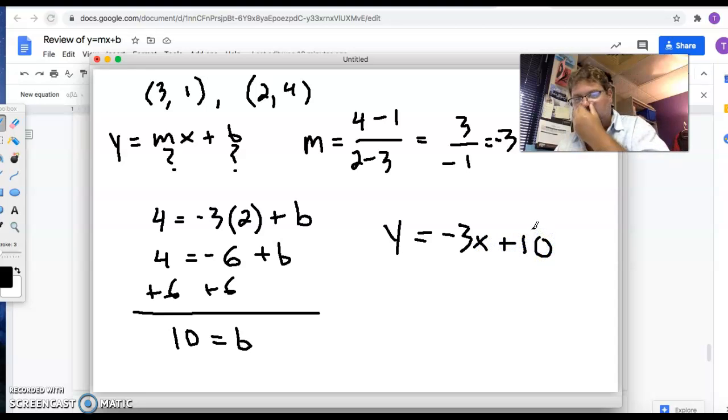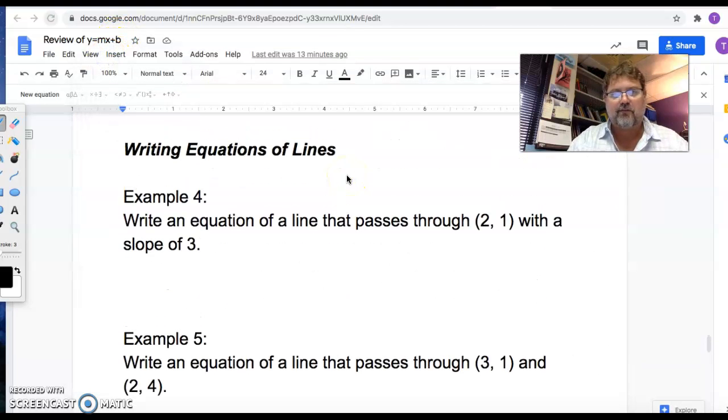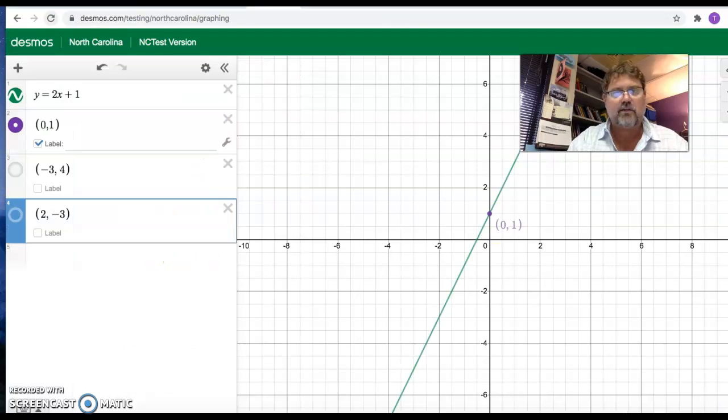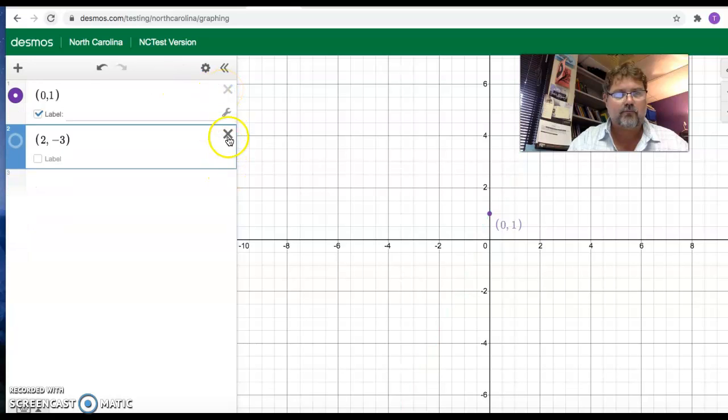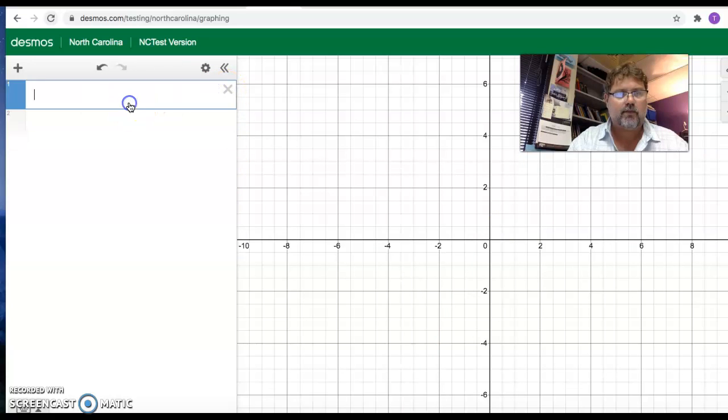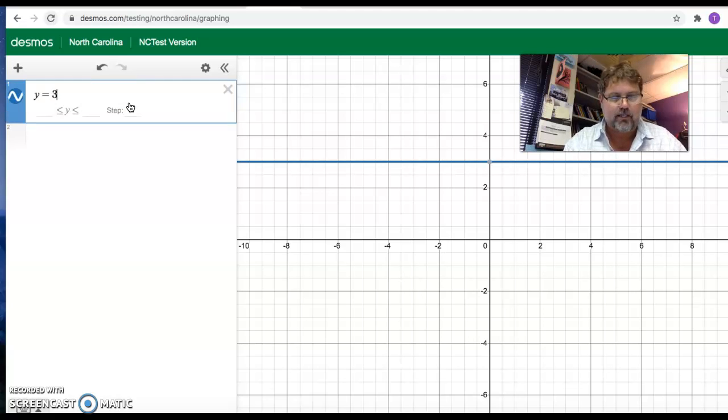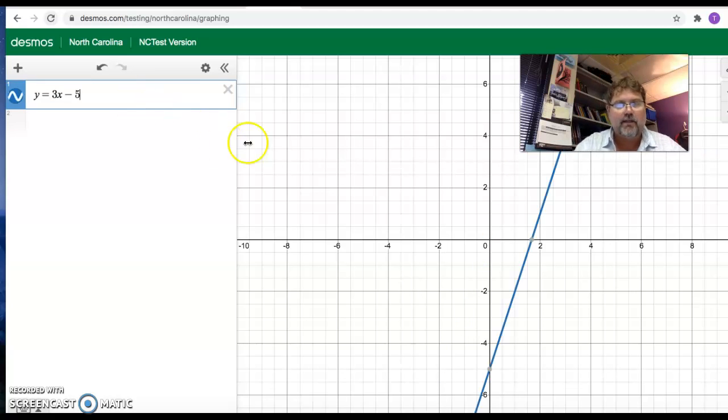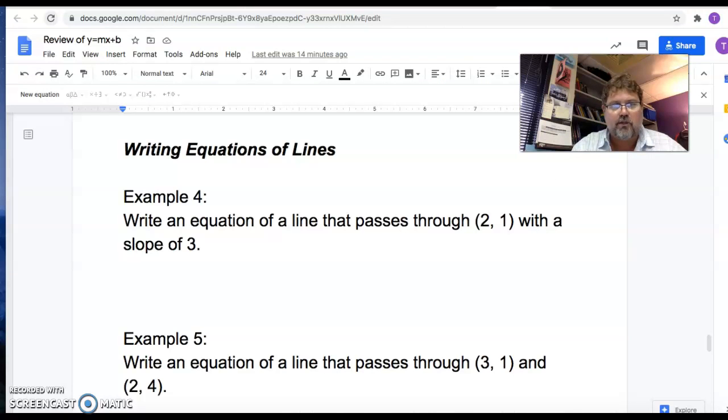All right, I think we got enough time to graph at least one of these, so let's do that. Let's see what we come up with. We'll graph the first one. This has got to go through (2, 1), have a slope of 3, and let's see if our equation actually does that. Let's clear these out. And enter that in there. What did we come up with? We came up with y equals 3x minus 5. Now, if we'll go back, it has to go through (2, 1), and have a slope of 3. Let's see if it does that.